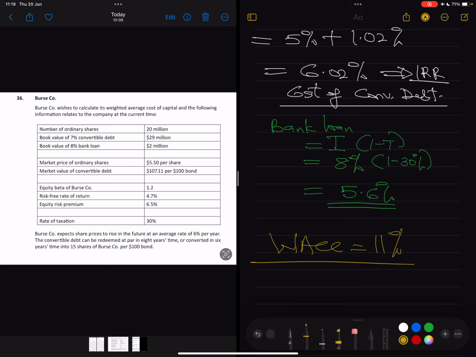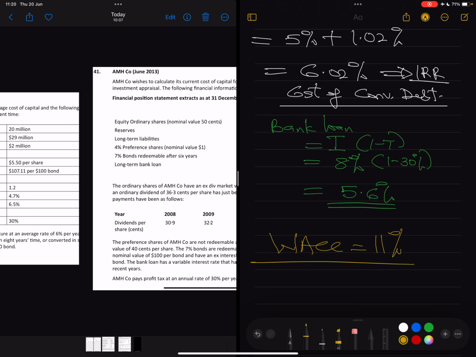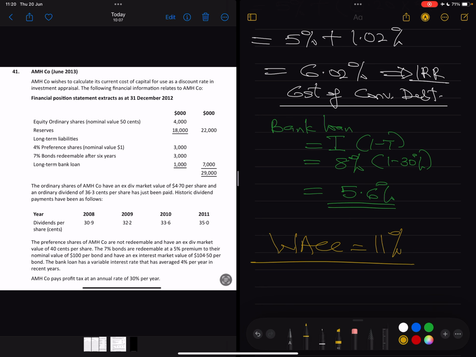I'm going to do another question on WACC again, and that will be AMH. Yes, I love this question as well. It's a very nice one. It has different types of capital as well. I can see ordinary shares, preference shares, redeemable bonds, and bank loan here. So this one actually has 4 forms of capital that I will deal with.